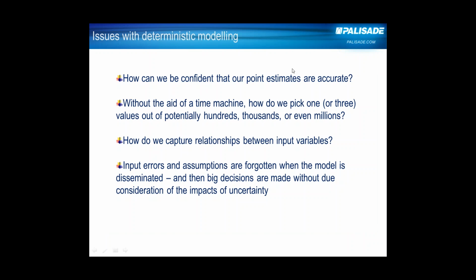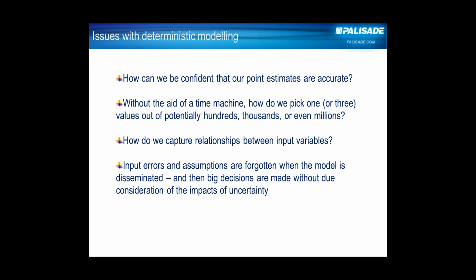And some of the things that we're trying to overcome are, well, there's a few things. Number one, how can we be confident that our single point estimates are accurate? How are we able to pick one scenario out of a whole universe of possible scenarios for what might happen? How can we capture the relationship between input variables? And of course, when we build a model, we spend all this time building it, but typically the errors around all of the various assumptions that go into making the model are forgotten about, and the decisions which are made are made without the full understanding of the impact of uncertainty.